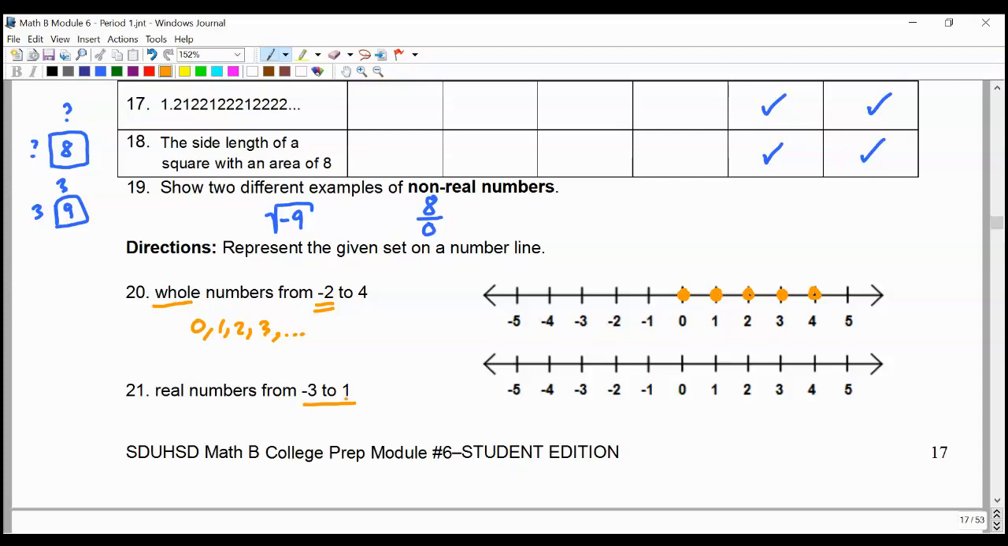Real, from negative 3 to 1. So real numbers can be negative, they can be positive, they can be 0, they can include these. And can reals include all the fractions and decimals in between? And real did include them because real included rational and irrational. So we're going to fill that in. Think back to those inequality graphs from module 1.